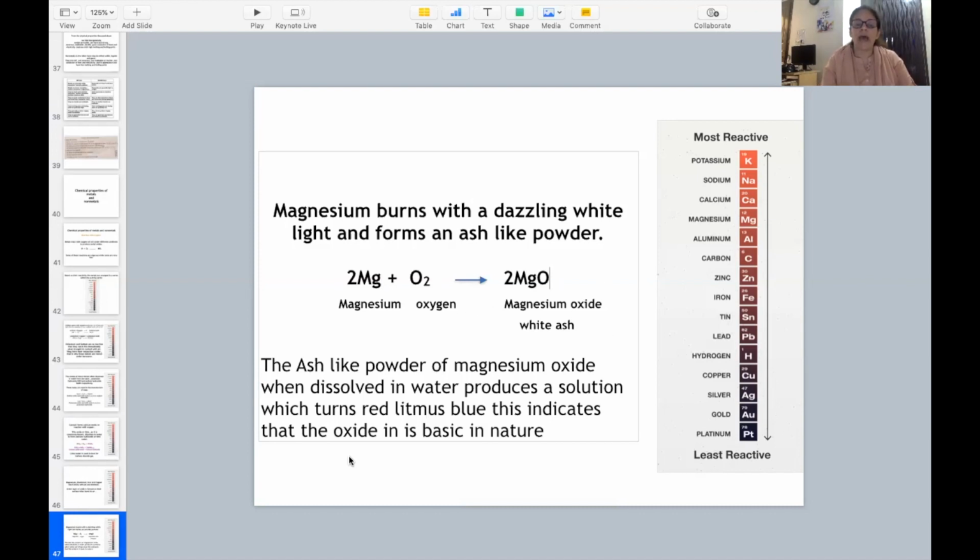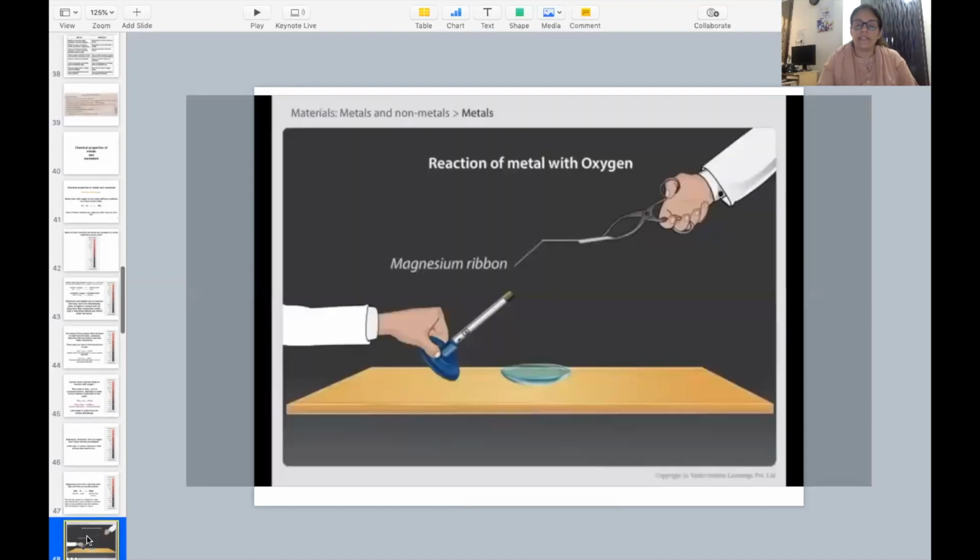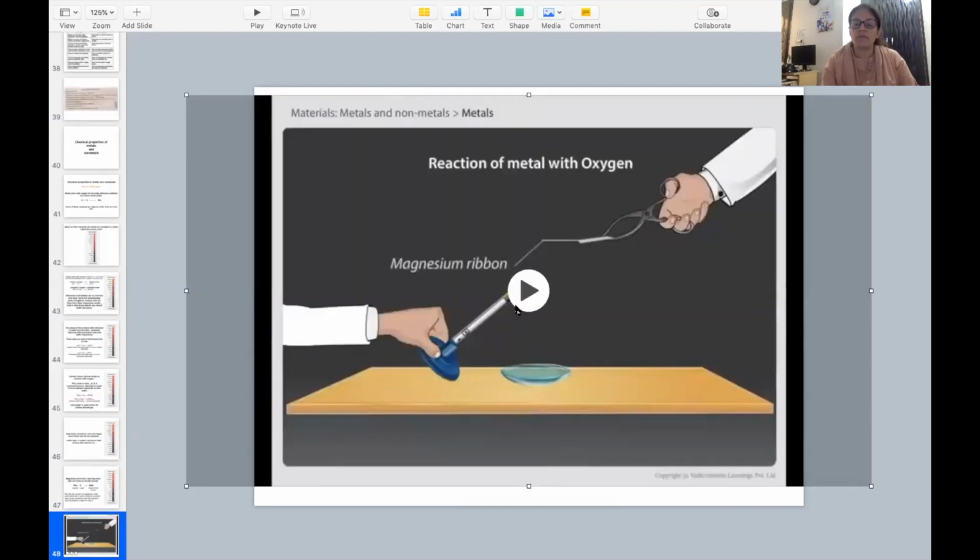Clear? This ash-like powder of magnesium oxide, when dissolved in water, produces a solution. A hydroxide solution is formed. Clear? It turns red litmus paper blue. That indicates that the oxide is basic in nature. Let us understand this with the help of this video.